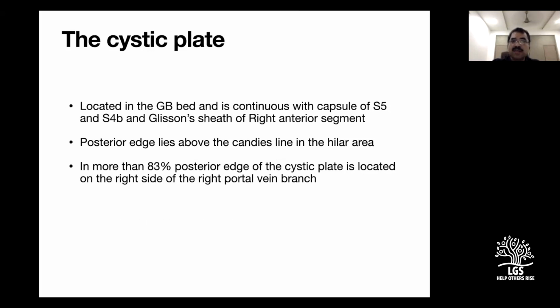It is located in the gallbladder bed and is continuous with the capsule of segment 5 and 4B. So this is the area which is infiltrated in patients with carcinoma gallbladder. The posterior edge of the cystic plate lies above the Cantlie's line. Sorry for the auto correction. So it's Cantlie's line in the hilar area. In more than 83%, the posterior edge of the cystic plate is located on the right side of the right portal vein branch. So we can do a safe dissection of the portal vein in that area.